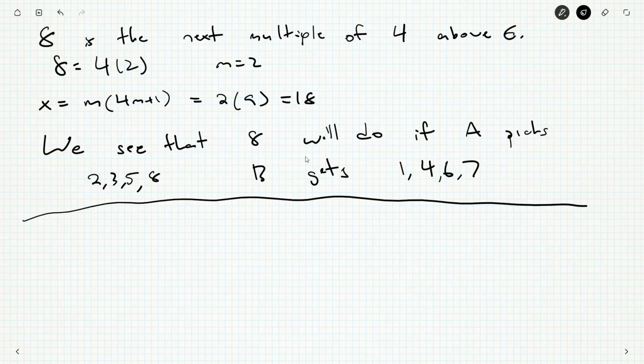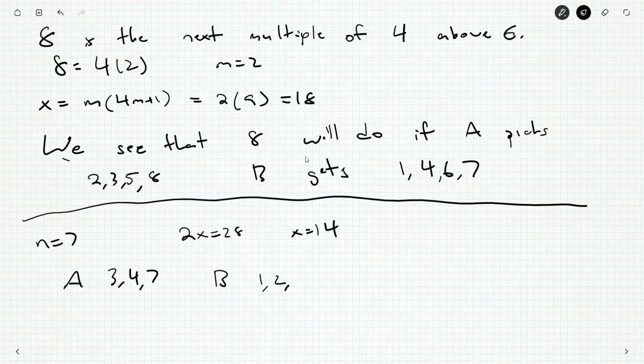So that's all we needed to do. We've got the 8. We've shown it works. Just for a second, let's see. N is equal to 7. 7 times 8 over 2 is 28. So we would need 2x is 28. X would be 14. We can add up to get 14. For example, 3, 4, and 7 for A. And B getting 1, 2, 5, and 6.